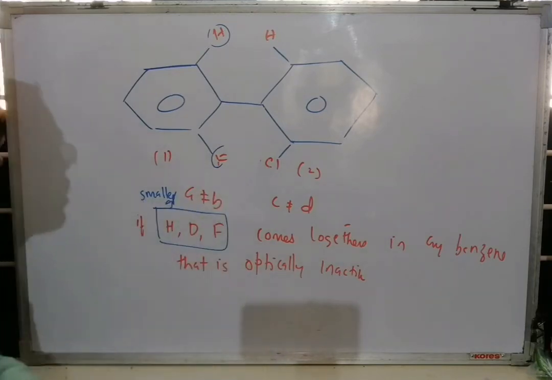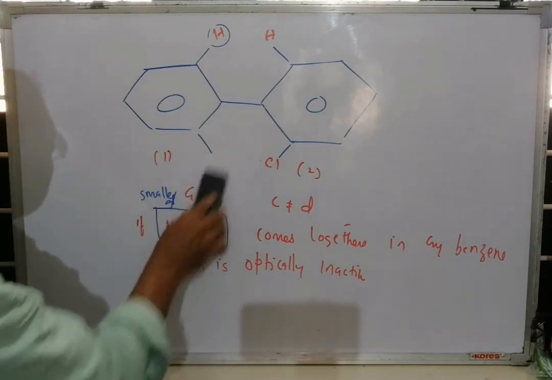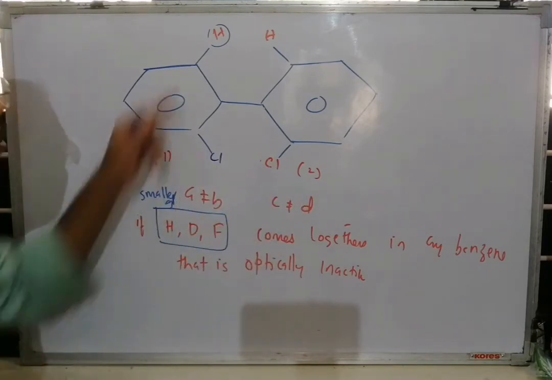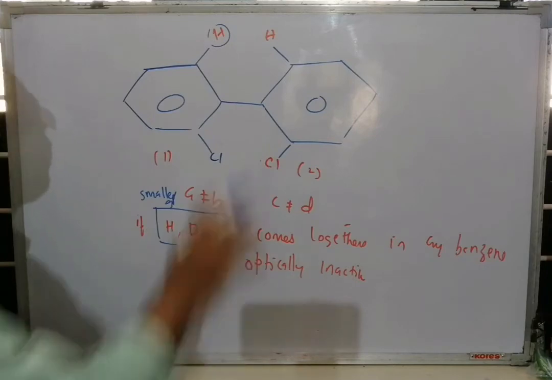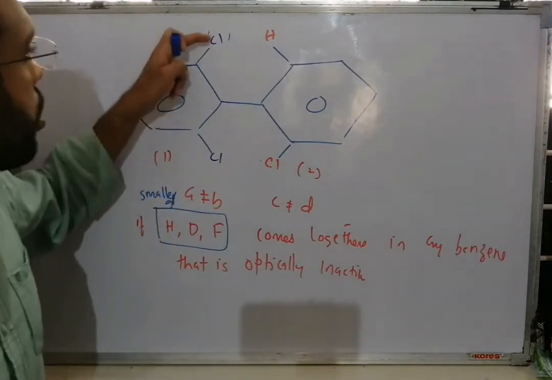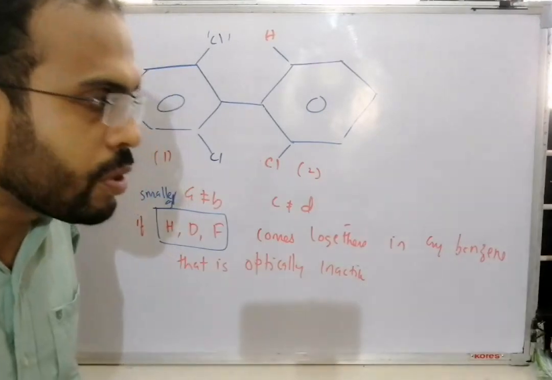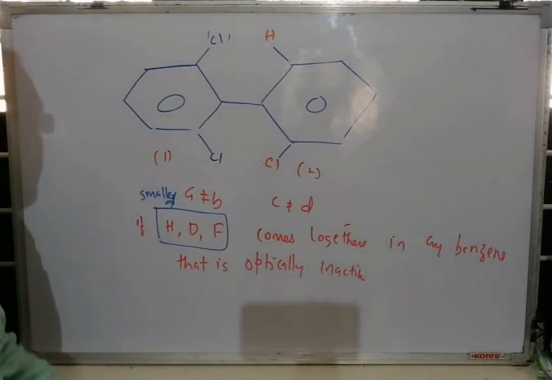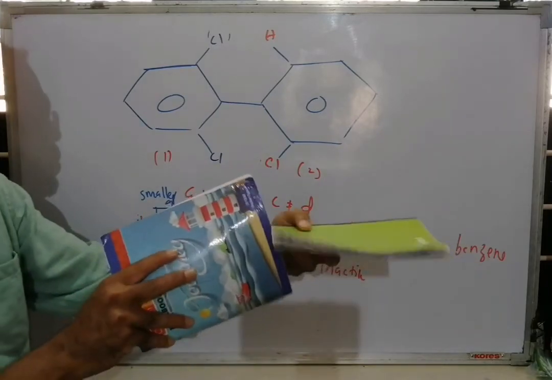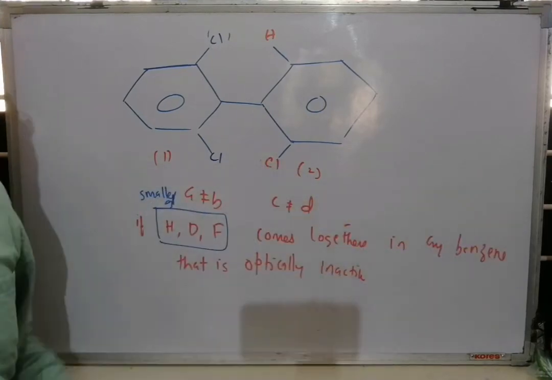That's the only condition. Suppose you have here Cl, optically active. The two are different. Now both are Cl. It is optically inactive because these two groups are the same. If these two groups are the same, they have a plane of symmetry. Here the chlorines are the same, you can cut them into equal planes.